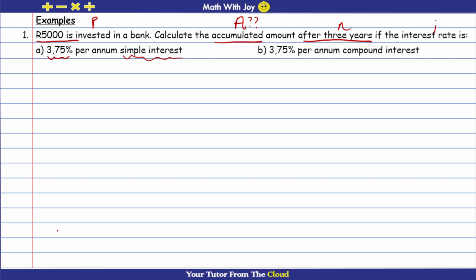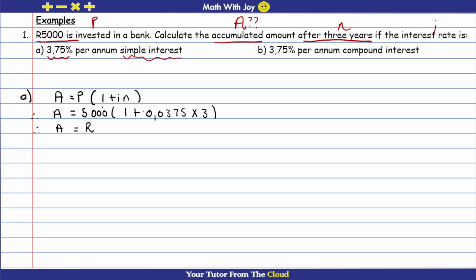So if I solve for this question, number A, I will use the simple interest formula because they gave me which type of interest? Simple interest. So A equals P times (1 plus IN). Then I say, therefore, A is what I'm looking for. The P is going to be the 5,000 that we were given. 1 plus the interest, you need to divide it by 100 to get 0.0375. Multiply by the number of years, which is 3. Then we are going to put that into the calculator.